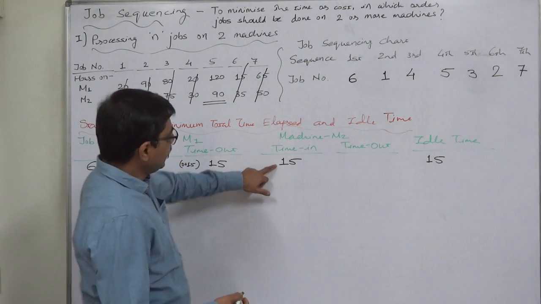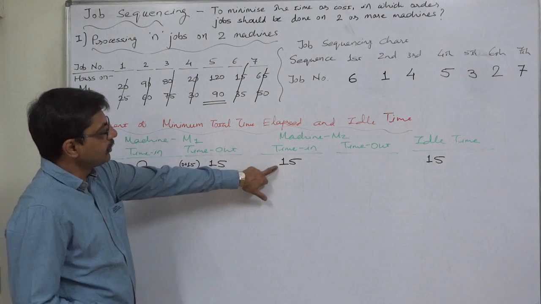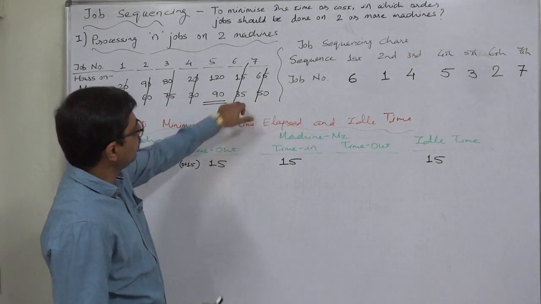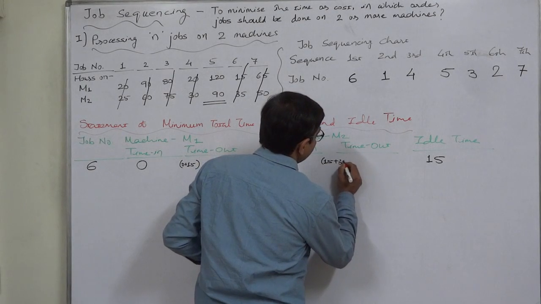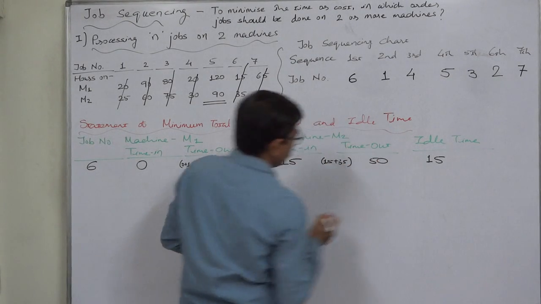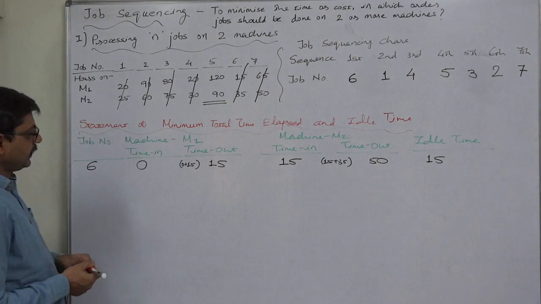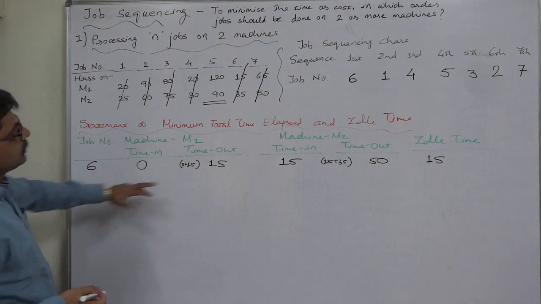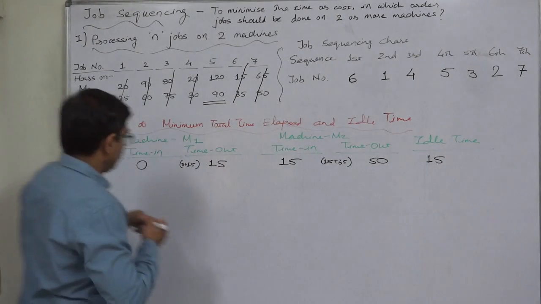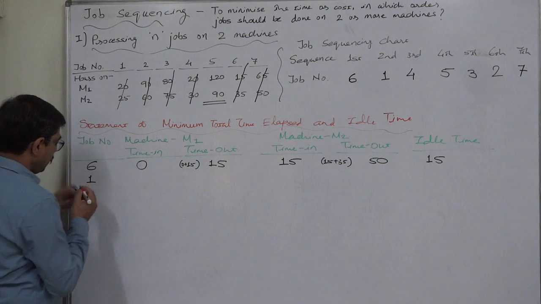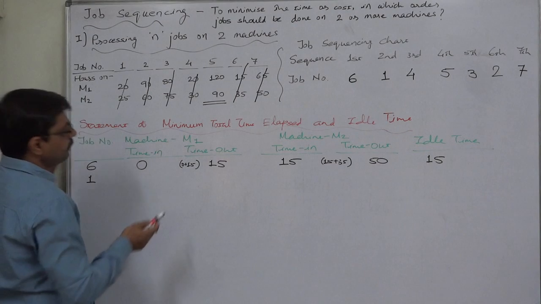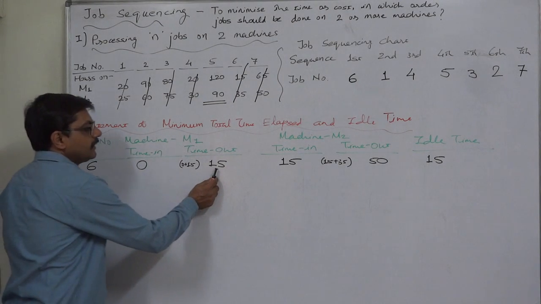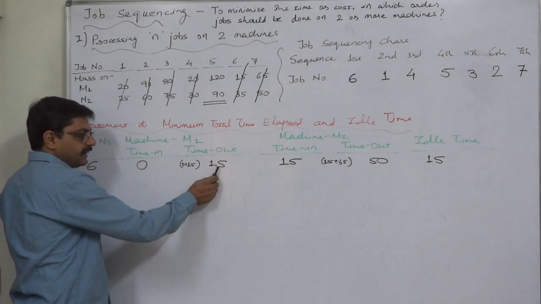Now at the end of 15 hours, it will be on machine 2, and on machine 2 it requires 35 hours. So 15 plus 35 will be the time out on machine 2. Now the second choice is job number 1. On machine 1, the starting time of job number 1 will be 15, the end of 15 hours.